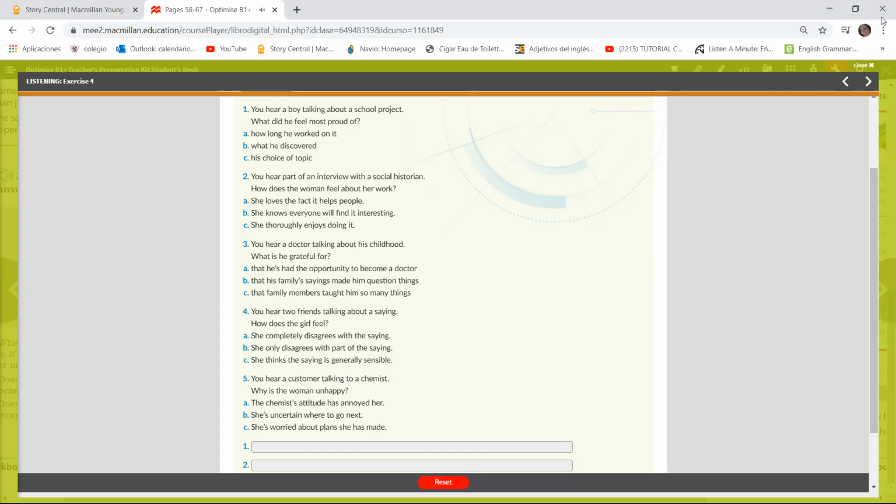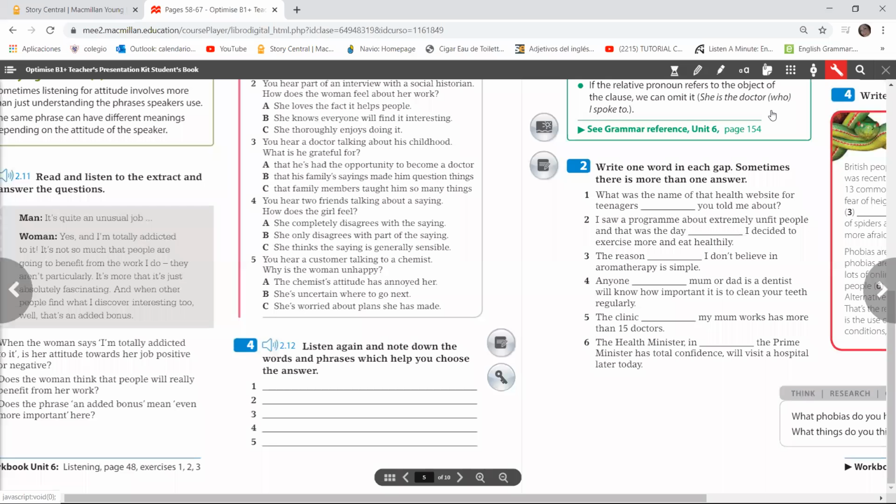Okay, guys. I need you to help me, please. Which are the phrases that helped you choose the answers? ¿Cuáles son las frases que me ayudaron a escoger las respuestas?